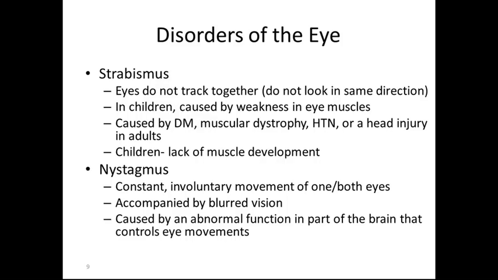Other disorders of the eye are strabismus, which is when the eyes do not track together, they do not look in the same direction. In children, this is caused by a weakness in the muscle and is sometimes caused by diabetes mellitus, muscular dystrophy, hypertension, and head injuries in adults. Children will sometimes have this due to the lack of muscle development. Infants will sometimes have amblyopia, which is also called lazy eye in layman's terms.